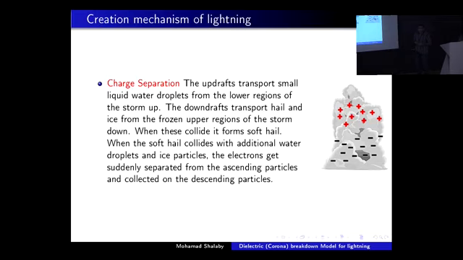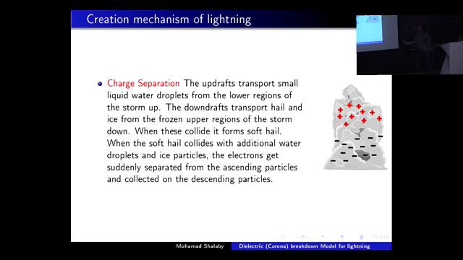a big quantity of heat is produced, and soft ice, they call it soft hail, is produced, due to the high temperature produced during this collision. As this process continues, further collision happens between the soft hail and the water droplets, and this leads to sudden separation of electrons from the water droplets, which are deposited on the ice, which is going down. So charge separation happens in this way.